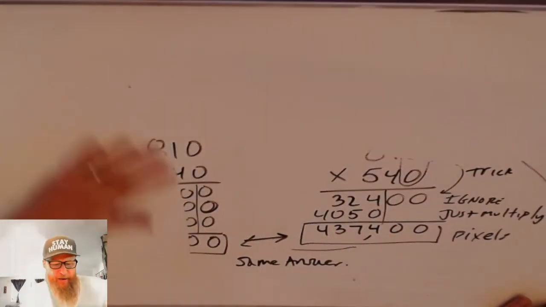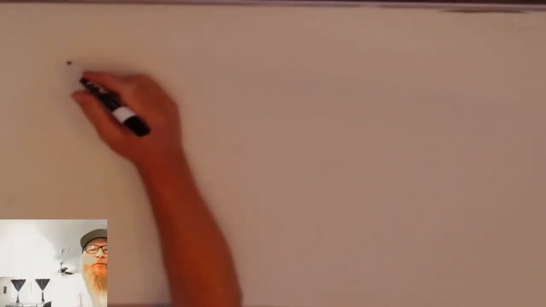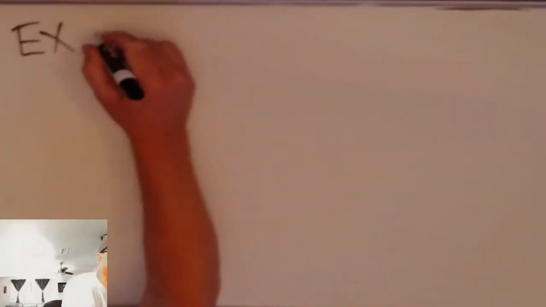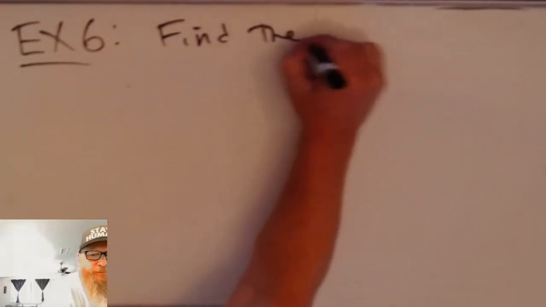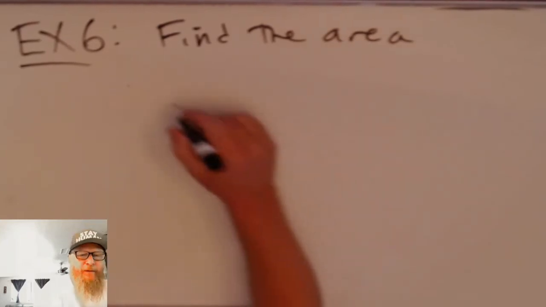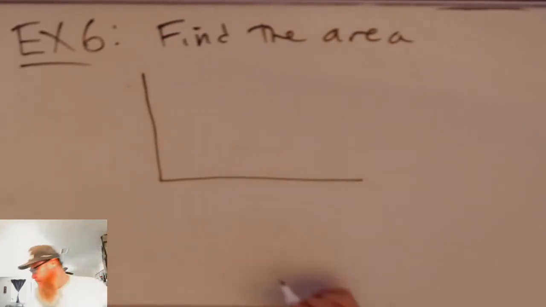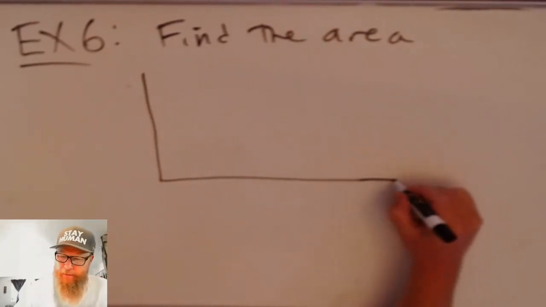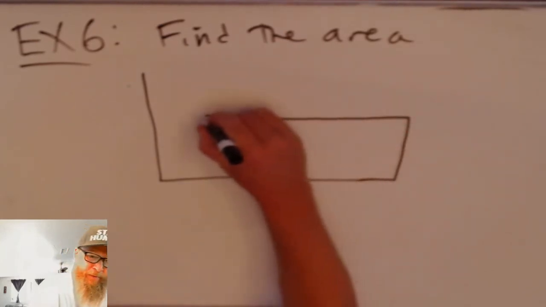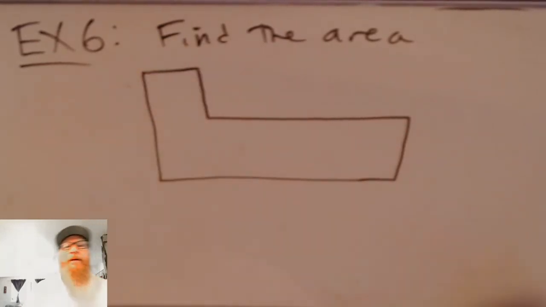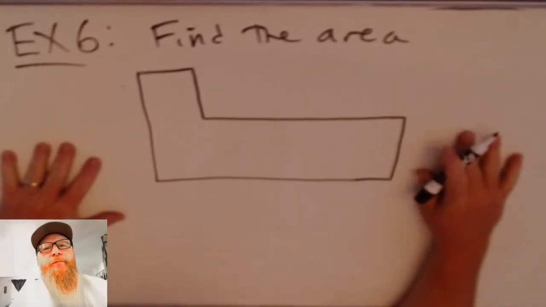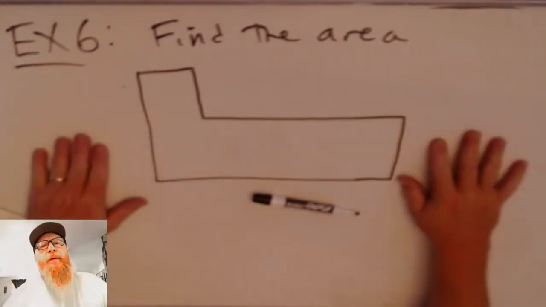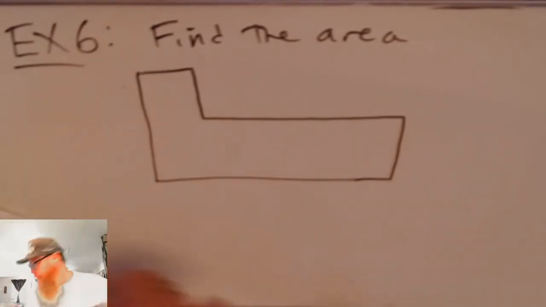Sometimes the area is not an exact rectangle. And there it goes again. Come back to me. Well, we'll wait for it to come back.